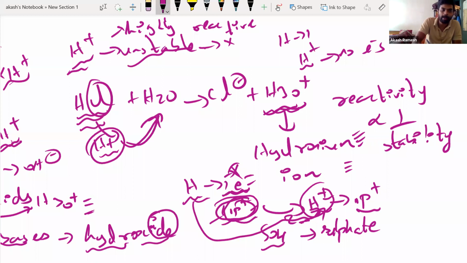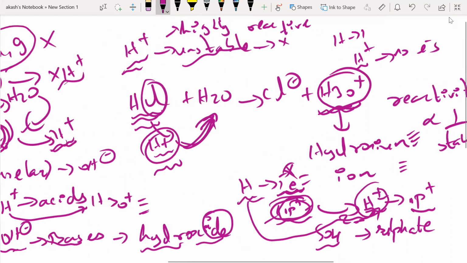Now, the moment H plus is formed, it is going to react with water molecule H2O to produce H3O plus. Okay. Is it okay, Gana? Understood? Homework asked. Okay. Fine.